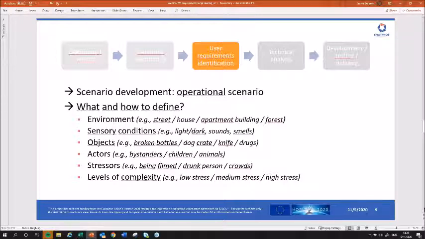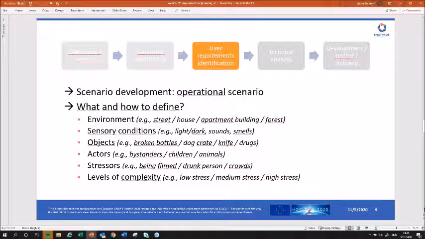Then we also have to think about sensory conditions. For example, lighting. Do we want a lot of light? Do we want to have darkness? Is it night outside? Do we have flickering lights? But also other sensory elements such as sounds. There's a loud noise, or you hear sirens in the back, or do you hear screaming or shooting? All these elements you have to think about. In some cases, you could also explore possibilities to include smell in such a scenario.